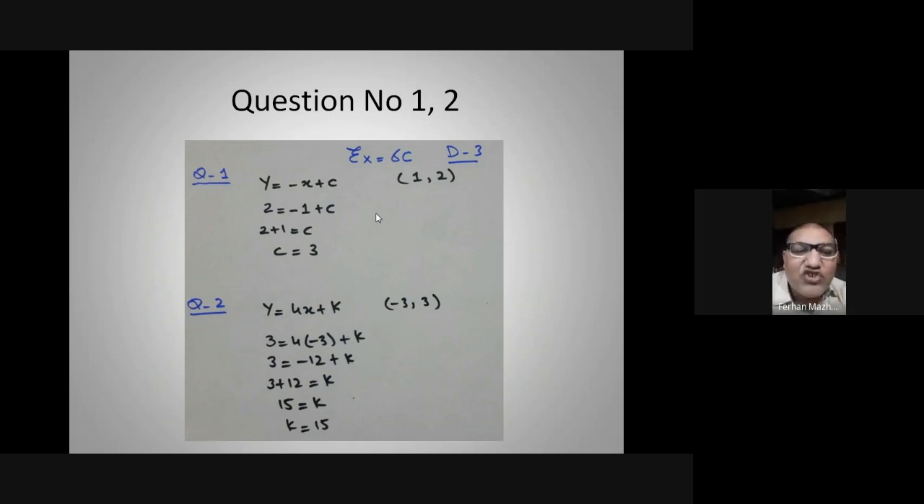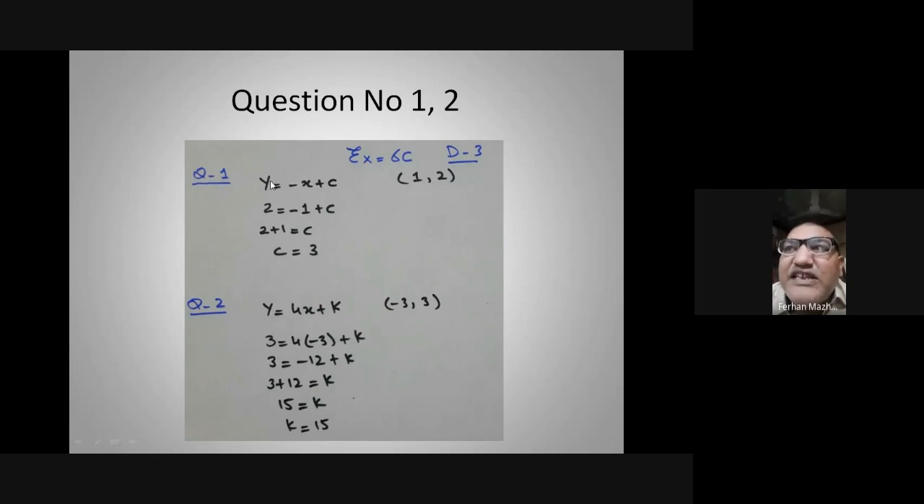Remember, if a point is on that line or a line passes through that point, the coordinates of that point will satisfy this equation. Satisfy this equation means that if I put the x coordinate and the y coordinate values in that equation, both the sides will be equal to each other. For example, if this line is passing through this point, or in other words, you can say this point is on this line, then these two values, this is x, this is y, they will satisfy this equation.